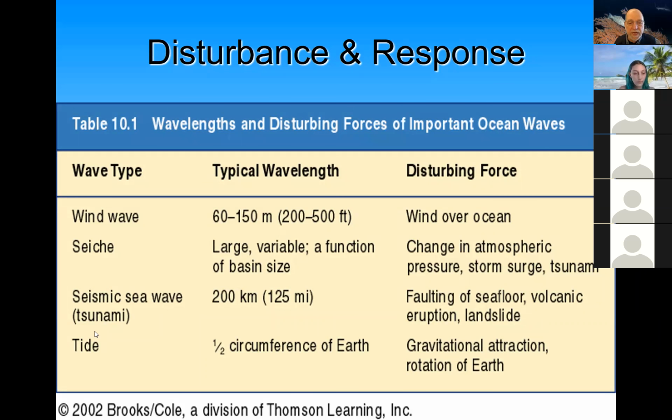Then we identified some other types of waves where the disturbing force was extrinsic to the wind, had to do with the shape of the basin or disturbances in the basin. These include seiching, seismic sea waves, also called tsunamis or tidal waves, although tidal is a little deceptive in this case. And then the tide, which is a type of wave, and we have to call it a wave because it's energy being transmitted through the ocean. The disturbing force in this case is the gravitational attraction of planetary bodies, particularly the moon and the sun, acting independently and together.